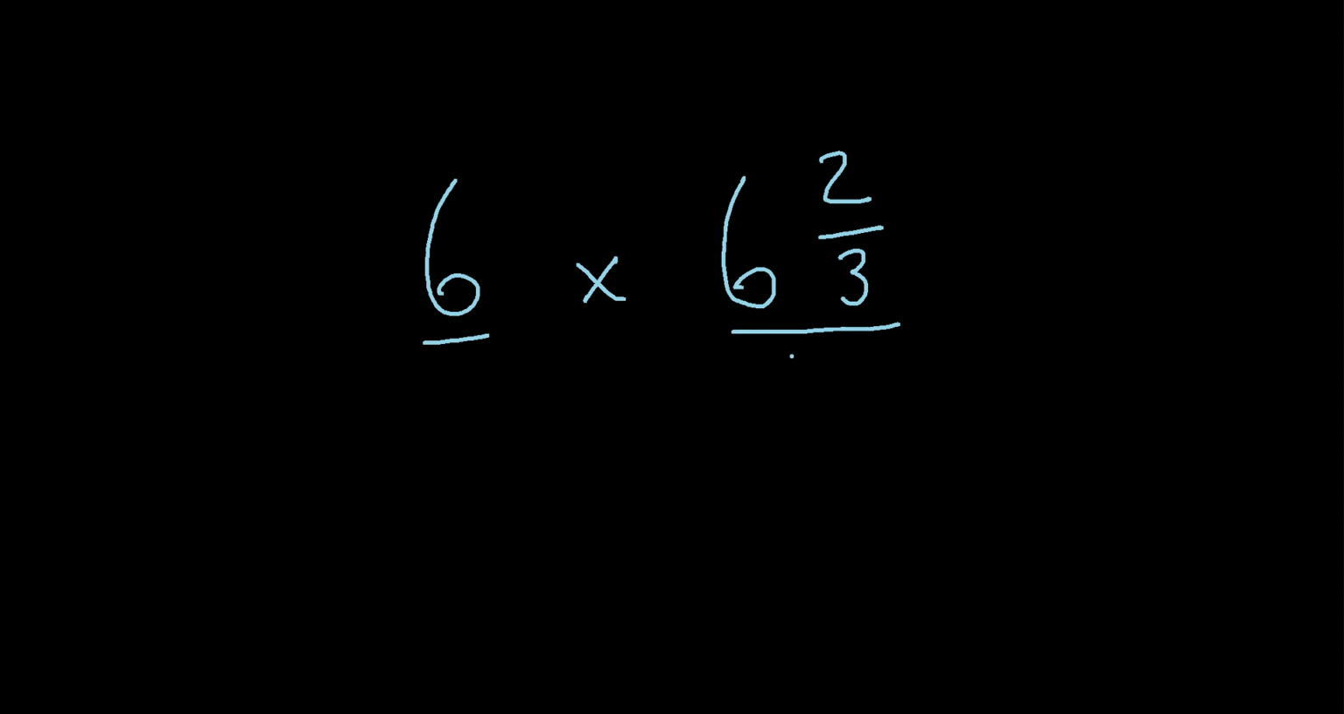How can we do that? Well, it helps if we can first convert both of these numbers to fractions. So to convert 6 to a fraction, we could just write that as 6 over 1, because 6 over 1 is the same as 6.